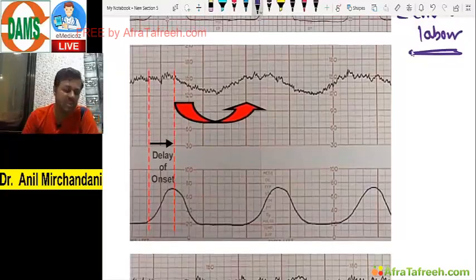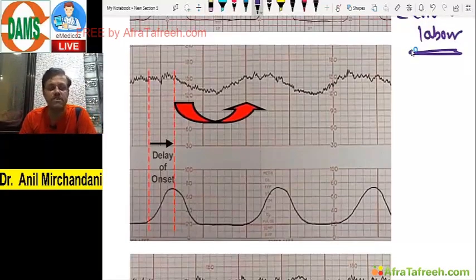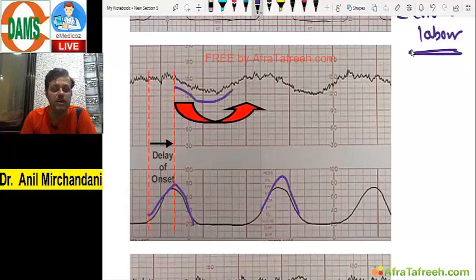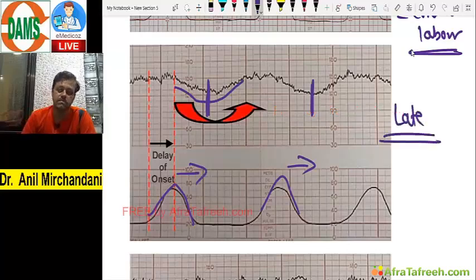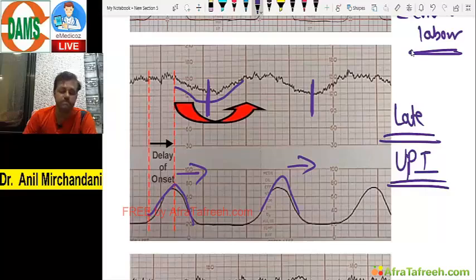Then you might see such a picture in the exam. Yeah, this is not physiological, this is pathological. The contraction has happened, and exactly after the contraction there is the depth of the deceleration. This is late deceleration. This is seen in uteroplacental insufficiency.